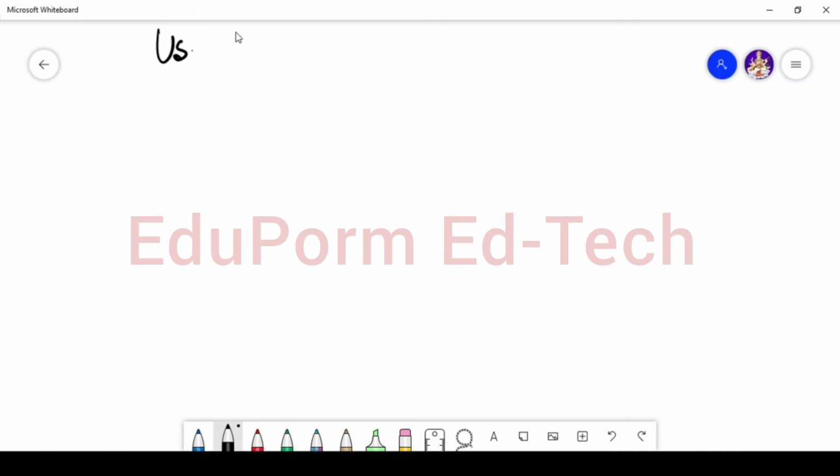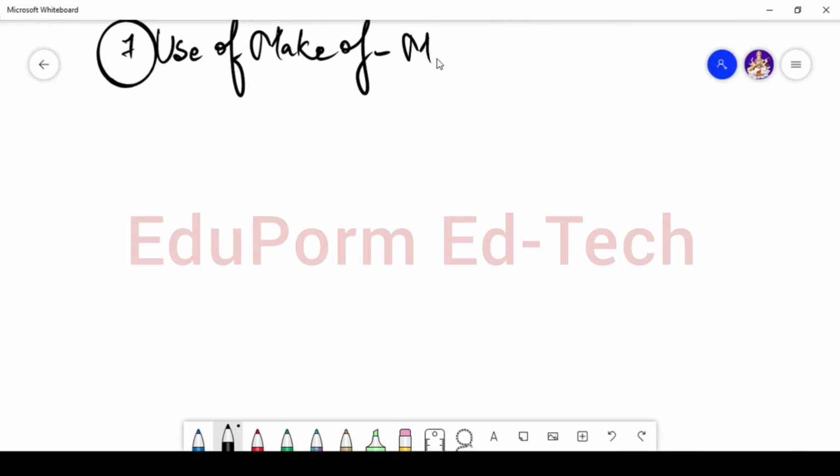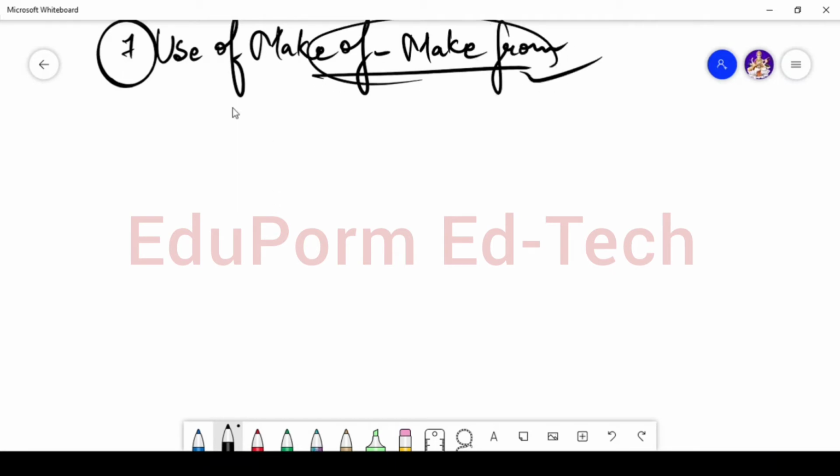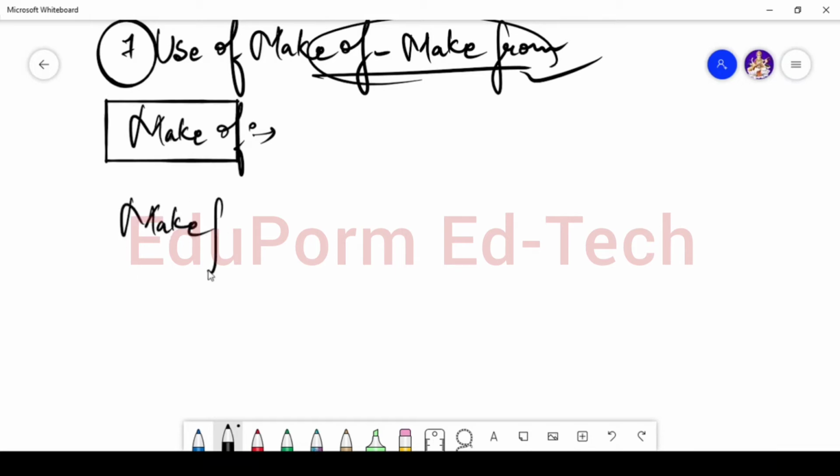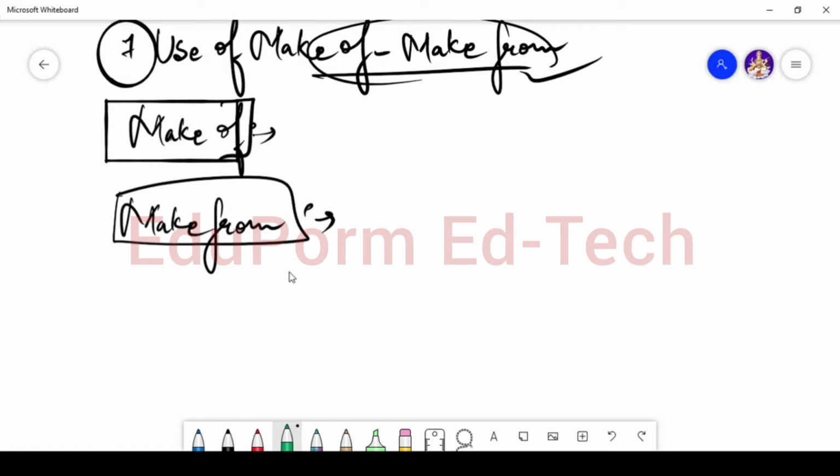Now, the use of make of or make from. It is basically the same as we already have talked about of or from, but again let's see how this works. Make of or make from. Even if they are adding make at the beginning of of or from, you must not get confused. Make of means when the form of used material doesn't change.